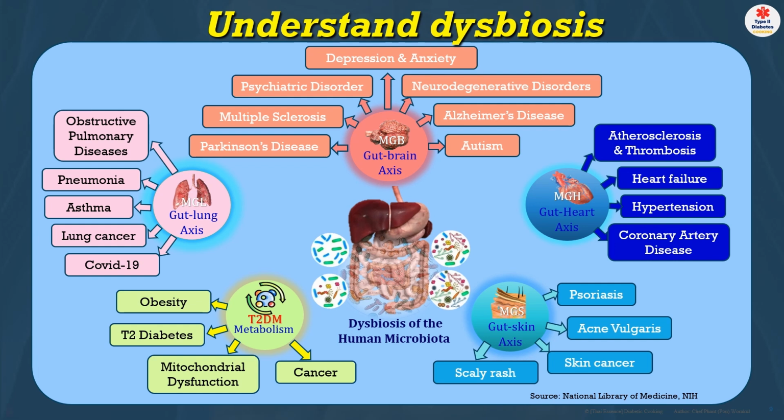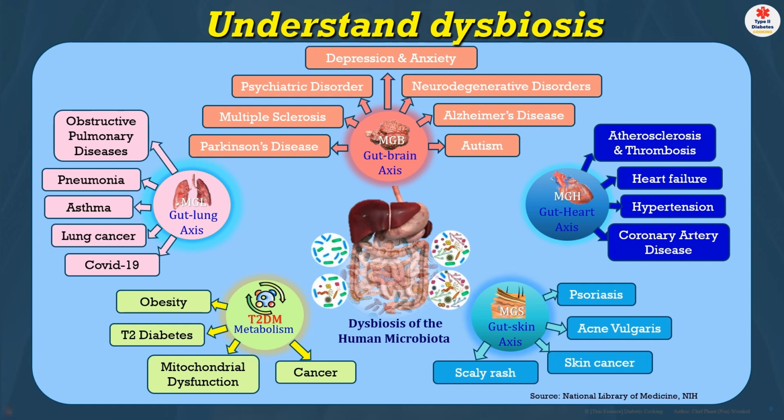If you go to the gut-heart axis, you can have heart failure, hypertension, coronary artery disease, thrombosis of the arteries, or other things.